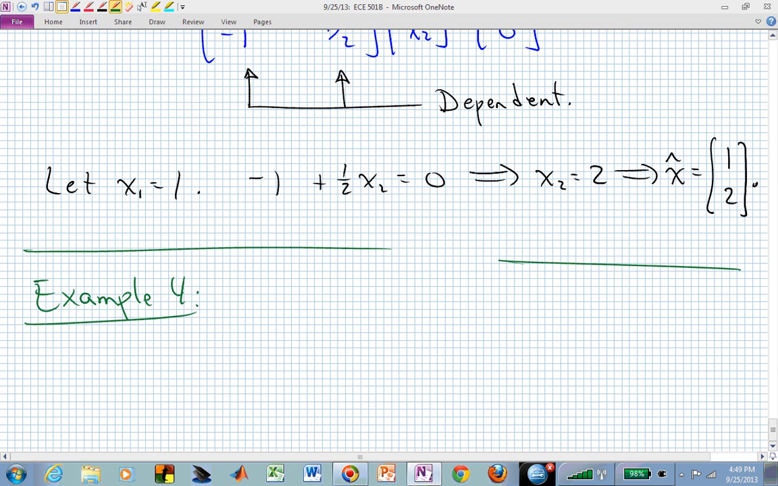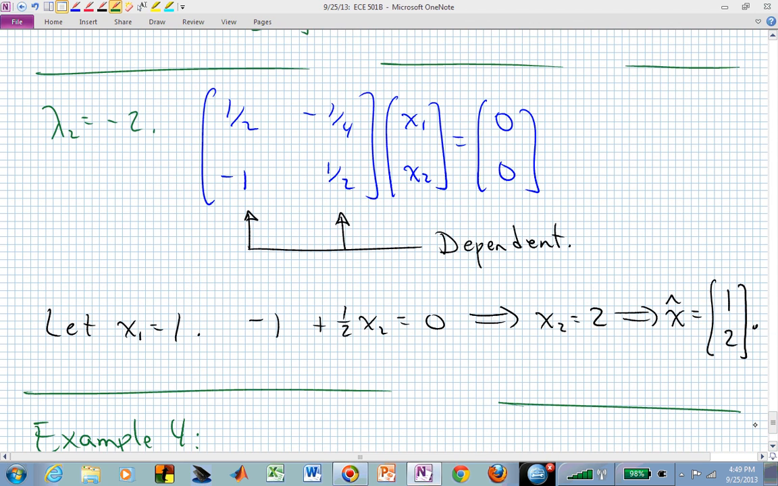And if in that case you chose x2 equal to 1, then what would you have for x sub 1? If x sub 2 was 1, x sub 1 is going to be a half in the x hat vector. It's just a scaled version of that eigenvector that I derived.